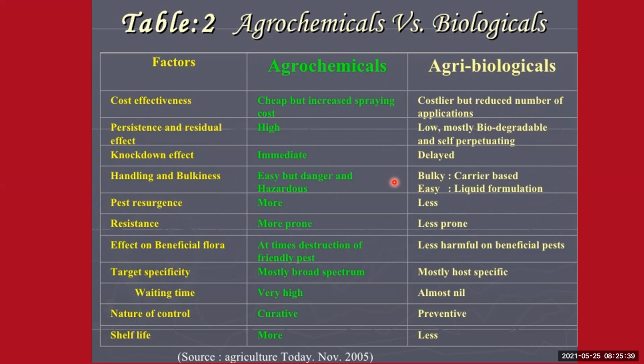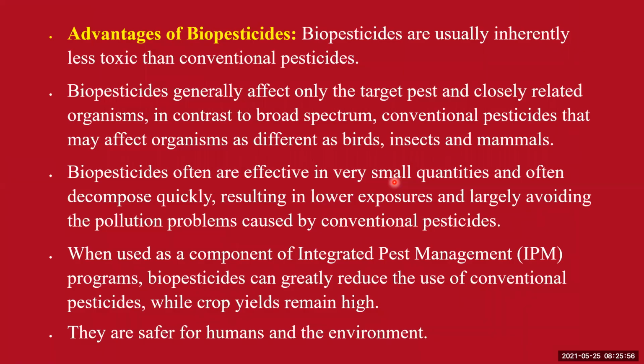And chemical pesticides are not target specific. They are broad spectrum chemicals, whereas biopesticides are target specific and host specific. They will go and kill that particular insect against which they are sprayed. So all in all, there are so many advantages of biopesticides. What are the advantages?